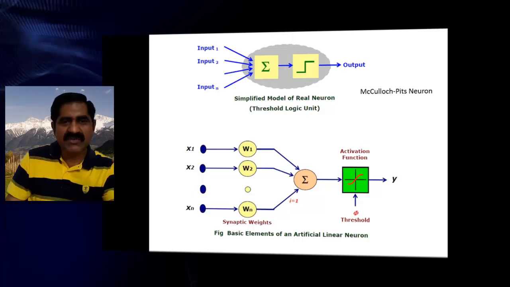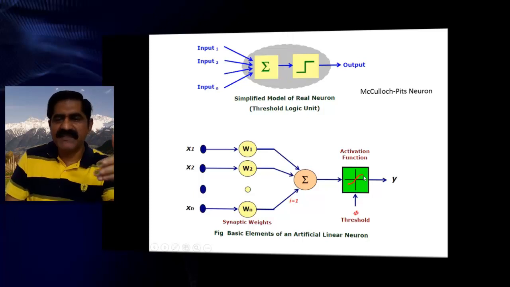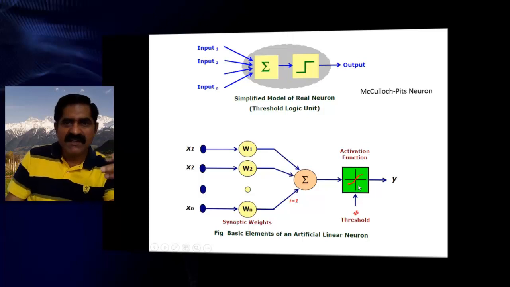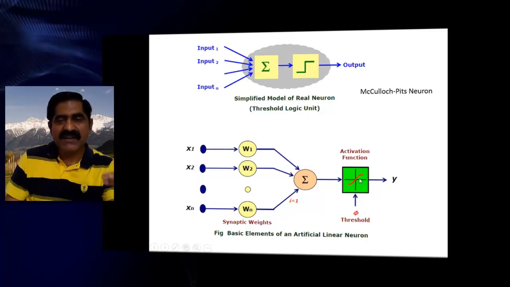So inputs, weights, and then summation, then activation function. The activation function may not be the same always. You can change it. Here if you see the activation function, and here if you see the activation function, both are different. So based on this activation function only you will get the output.